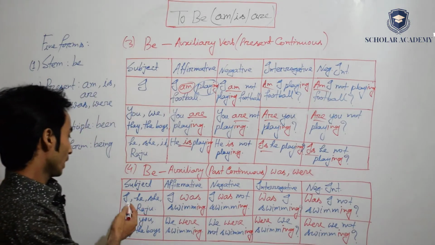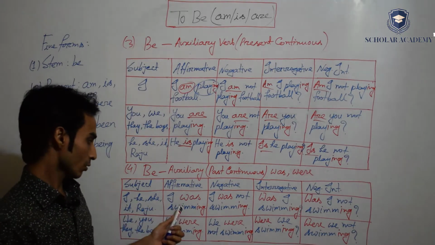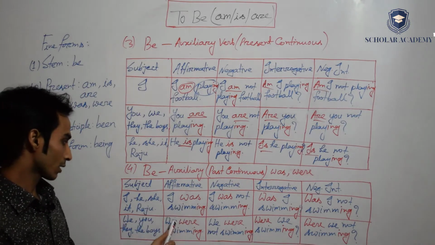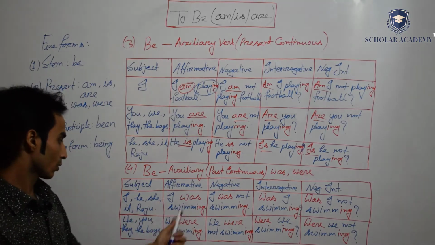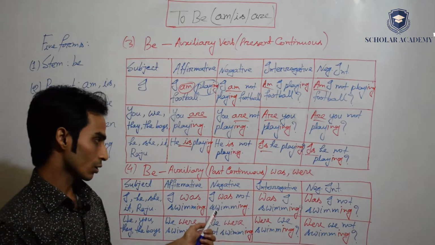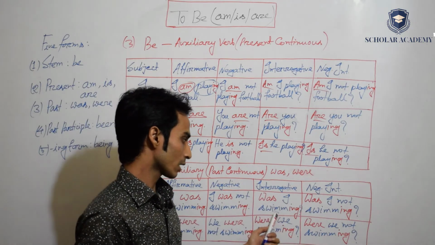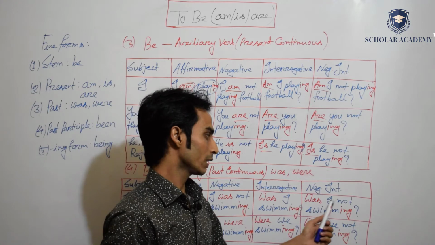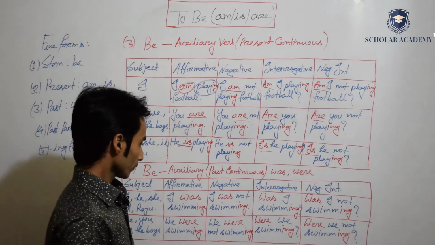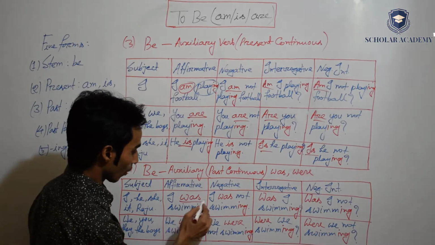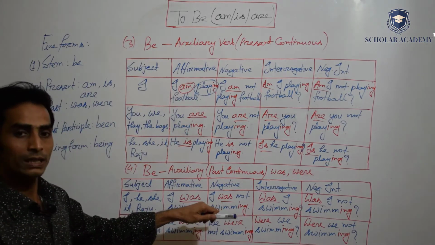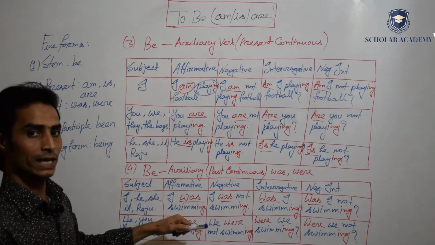Okay, so if the subject is I, then the sentence will be I was swimming. Or if the subject is he, he was swimming, she was swimming, it was swimming, Raju was swimming. And the negative sentence will be I was not swimming. Interrogative sentence will be was I swimming. Negative interrogative sentence will be was I not swimming. In this sentence was is used as an auxiliary verb.